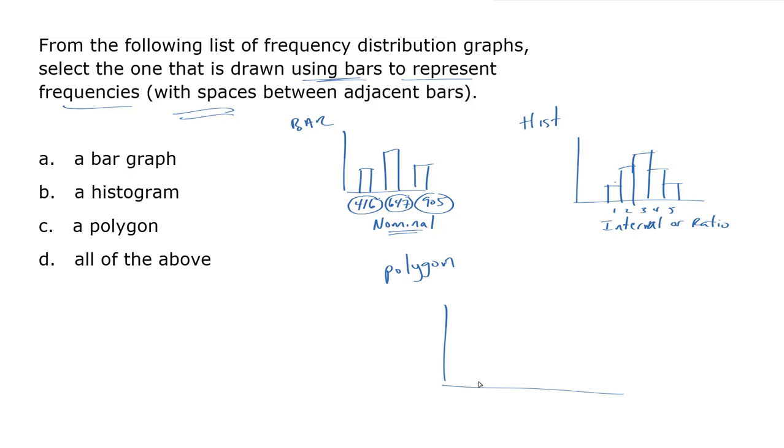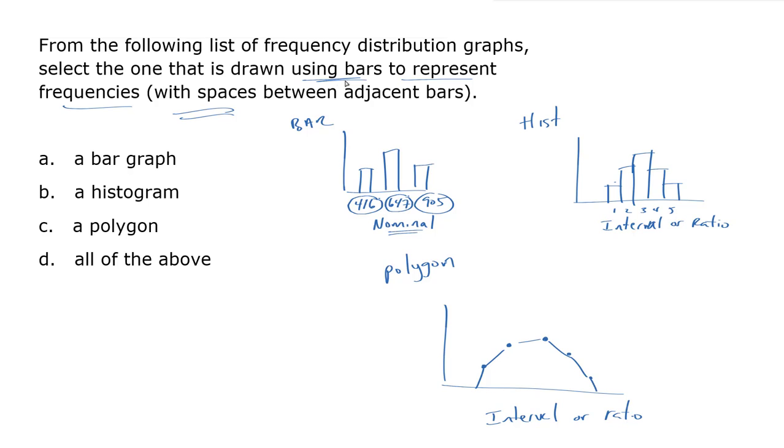A polygon is very similar to a histogram. However, instead of having bars, you just have dots at the top of where the bars would be, and then line segments that connect those dots. Once again, this deals with interval or ratio data.